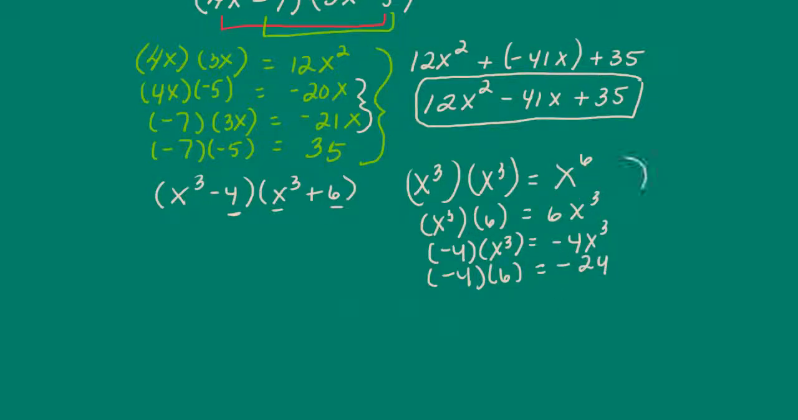Now we just need to add these terms. Notice that the outer and the inner terms are usually like terms, so we need to add these together. So what we have is x to the 6th, and then 6x cubed plus a negative 4x cubed is going to give us 2x cubed. So that's going to be plus 2x cubed, and then minus 24.